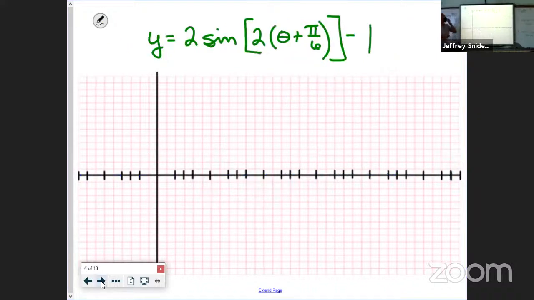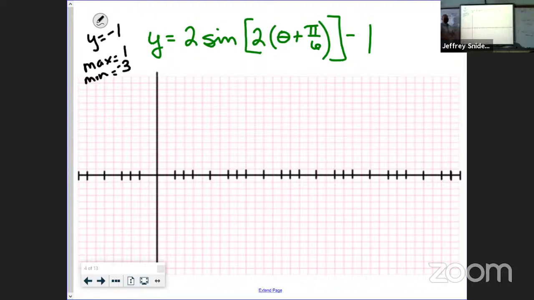Here we go. This one, a lot more going on in this one. Okay, so let's start with the midline on this. Where's the midline going to be at? -1. So I'm going to write down my midline, I know, is y equals -1. What is my maximum? What is my min going to be then? What's my max? 1, and my minimum is?